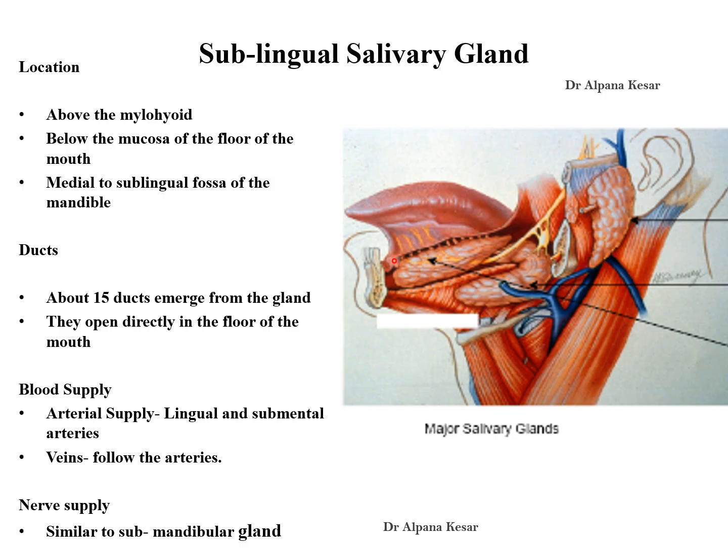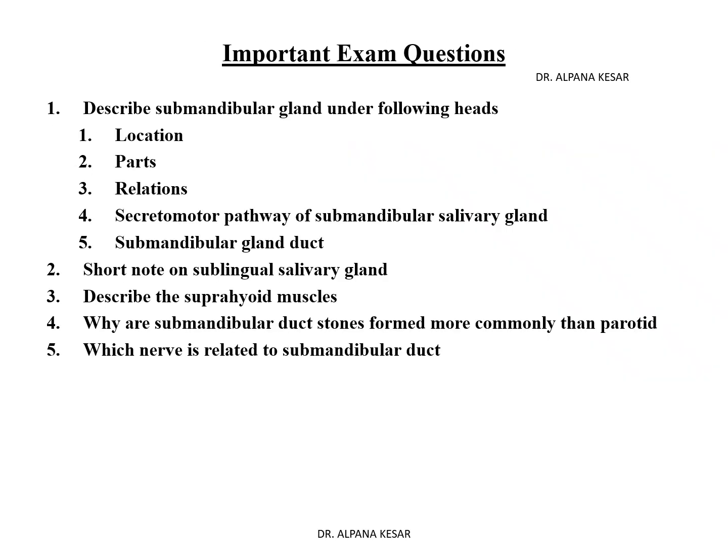Blood supply of the sublingual salivary gland is by the lingual and submental arteries, and the veins follow the same course as the arteries, and the veins draining blood from the gland are the lingual and submental veins. Nerve supply to the sublingual salivary gland is the same as the submandibular salivary gland.